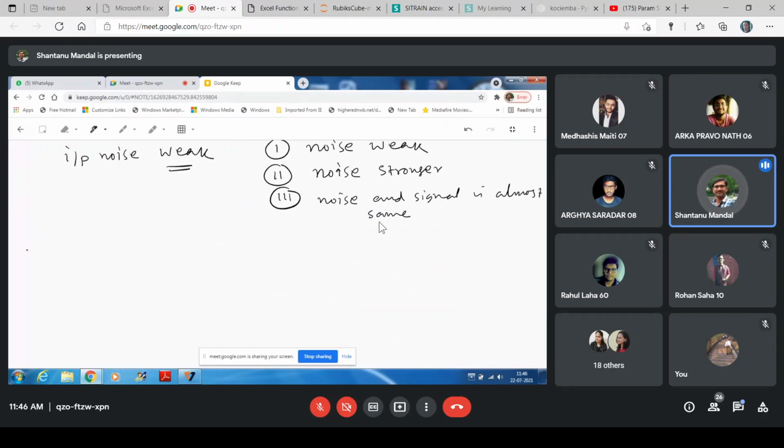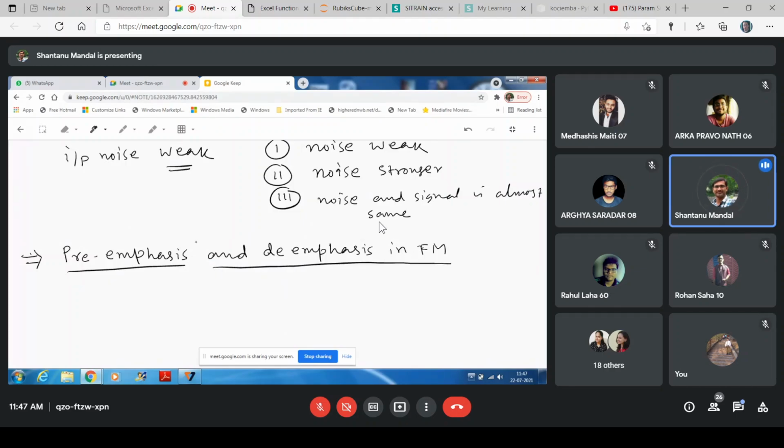Now, another part is pre-emphasis and de-emphasis of the FM demodulator. So what is pre-emphasis and what is de-emphasis in FM? First, pre-emphasis.